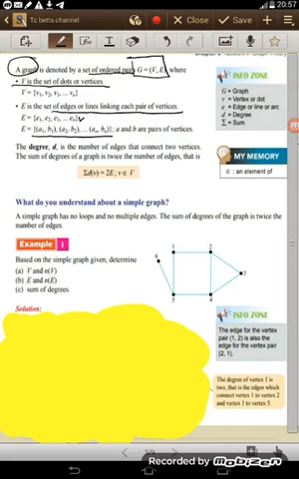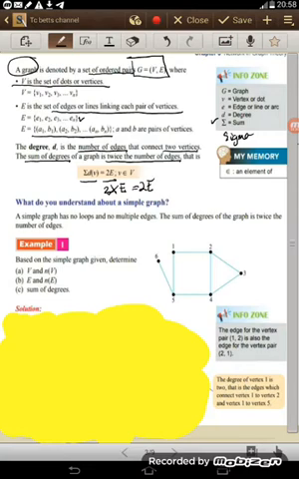Okay, degree. The third one is you have to know what is the degree of the graph. So degree is the number of edges that connect two vertices. And you can actually calculate the sum of degrees. Here, the symbol is this one, sigma. Okay? And there is a formula given to you. If you want to find the sum of degrees of the graph, the formula is twice the number of edges, 2 times the number of edges, that means 2e.